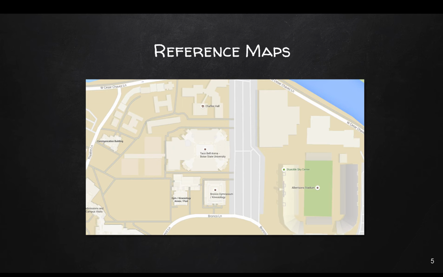Examples include street maps, topographic maps, atlas maps. These are all reference maps. Here we can see in this image, this map is of Boise State, the Taco Bell Arena, and it's just showing you the buildings, the roads, the water, and so forth. It's not showing you anything about population, elevation, and so forth. So this is just a basic reference or general map.